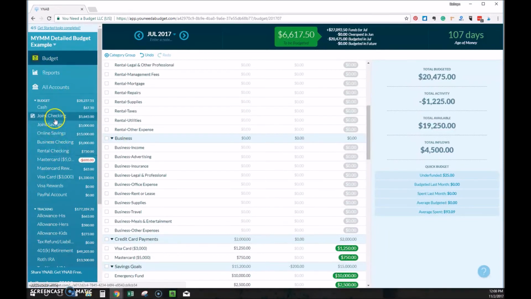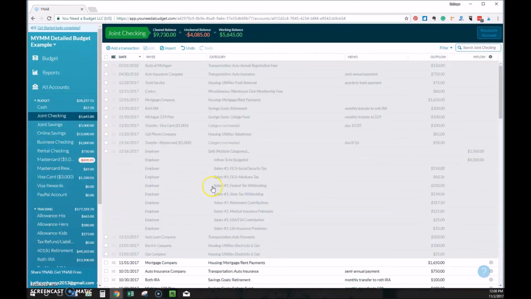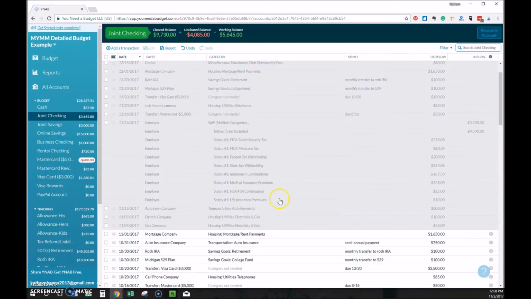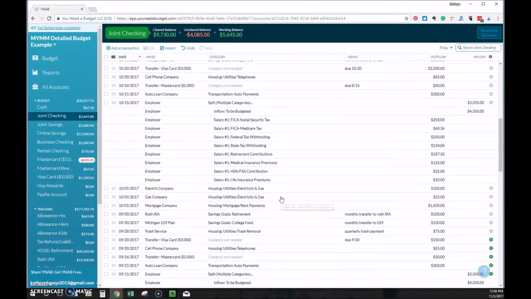One of the unique things I do is break out FICA, federal and state withholding taxes. If we go back to the checking account, you can see an example here. Let's see, this paycheck right here. I have broken out the inflow to be budgeted, which would be the gross pay actually. The $3,500 would be the net pay that actually hits the checking account. And then I break out FICA taxes, Social Security, Medicare, federal and state withholding, retirement contributions, medical insurance, HSAs, life insurance, and if you had anything else, you would break out every single deduction to make these numbers work.